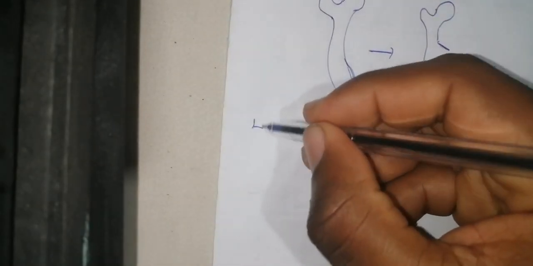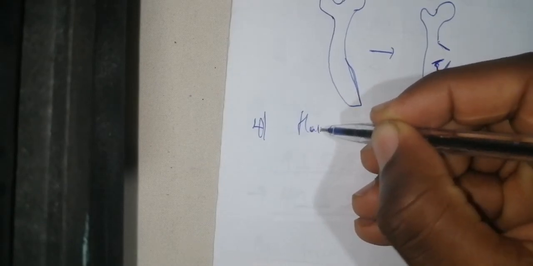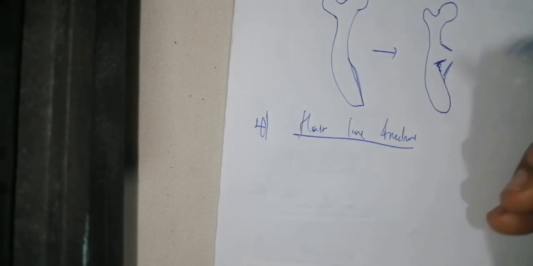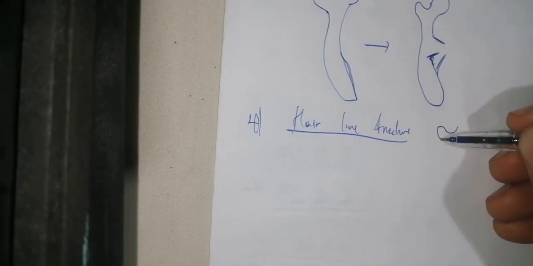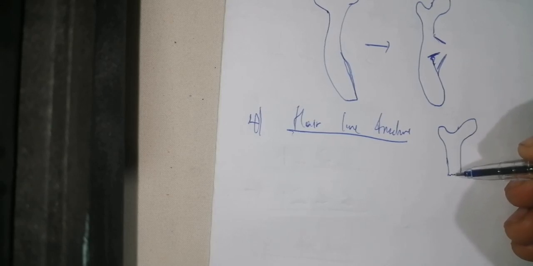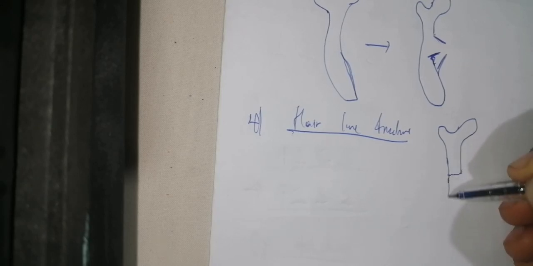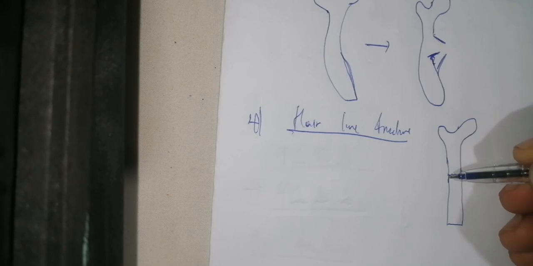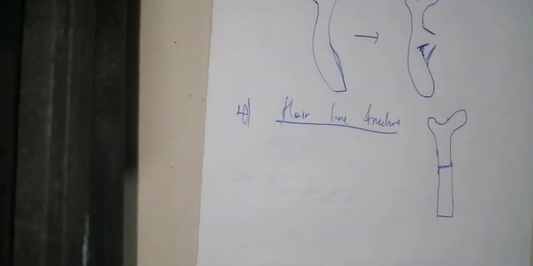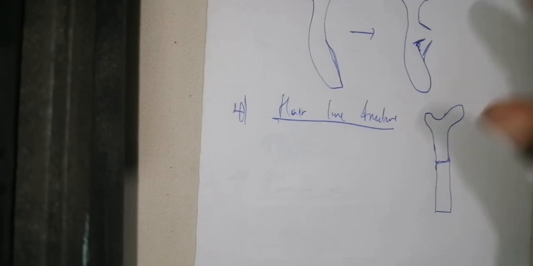Now, the next thing after that, we are going to speak about the hairline fracture. Is it clear? Now, a hairline fracture is a very small fracture. You cannot easily distinguish it on a bone. It just presents like a very minute hairline fracture. Is it clear? It's not easily seen on a bone. That is a hairline fracture.